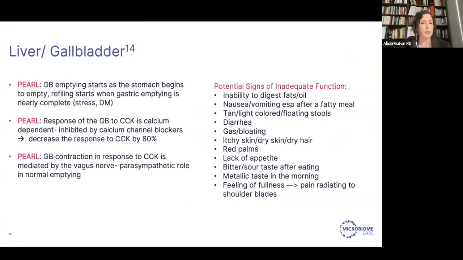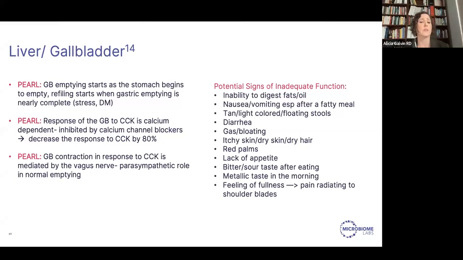So a few pearls. Gallbladder emptying starts as the stomach begins to empty. So think about how gallbladder emptying and stomach motility are intimately connected. So what happens if somebody's stressed? If it's more of an acute stressor, it tends to speed up stomach emptying, versus if it's more chronic, it tends to slow it down. Or if they have diabetes and they have gastroparesis, how is that going to affect their gallbladder function? It's going to interfere with that signaling.